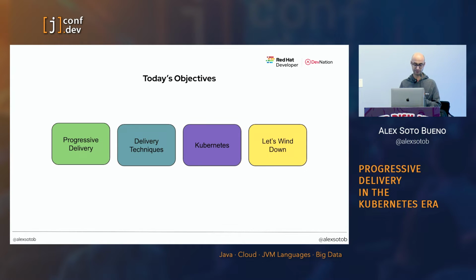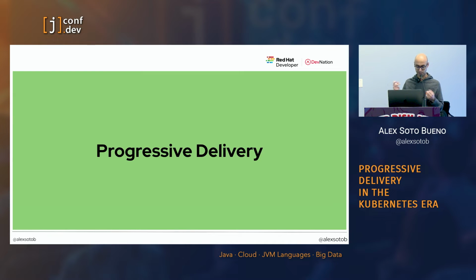So today's objectives are: let's see what is progressive delivery, what are the delivery techniques, how to implement these techniques in Kubernetes, and finally, the conclusions. So, what is progressive delivery?